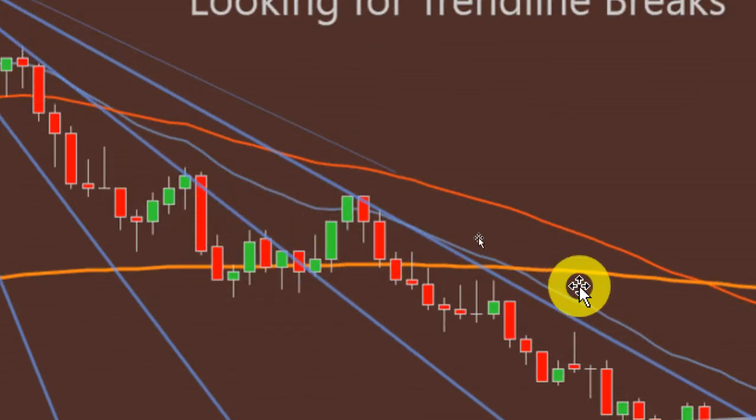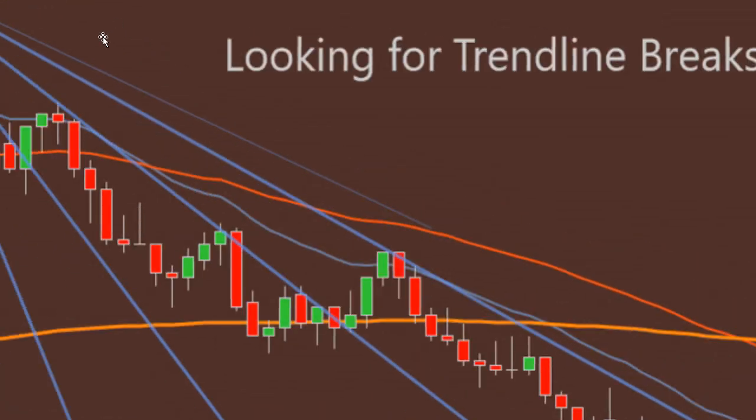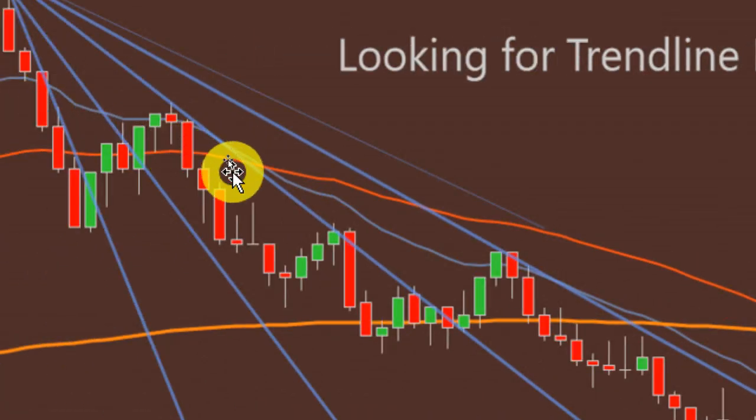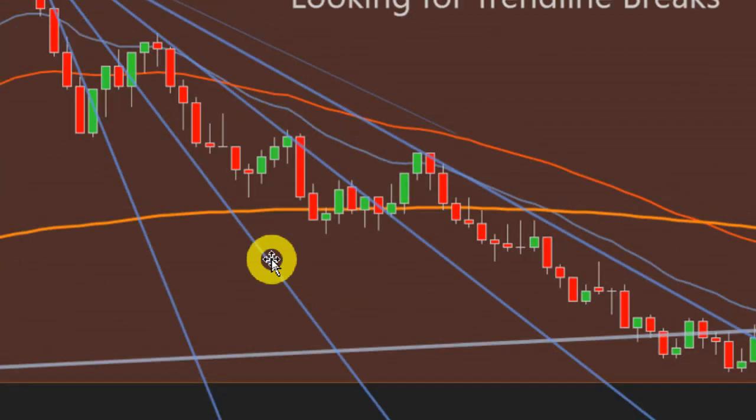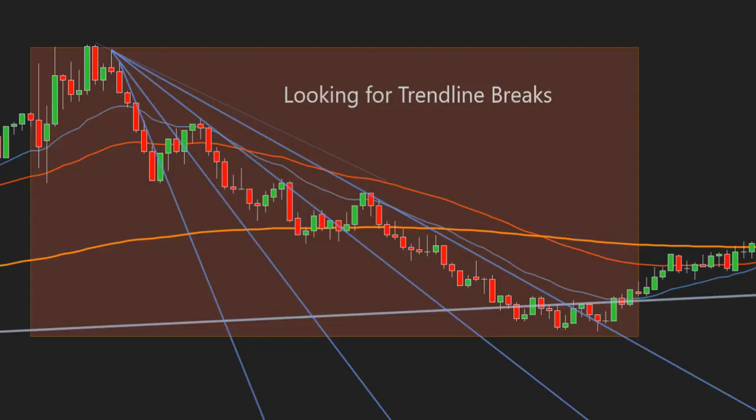But once it falls below the 200, like this, then we're no longer looking for a trend line break way down here. This is not the 10,000 tick chart. This is only the 1,000 tick chart. And on the 1,000 tick chart, you will get this violation all the time. As long as it doesn't happen on the 10,000 tick chart, you're okay.